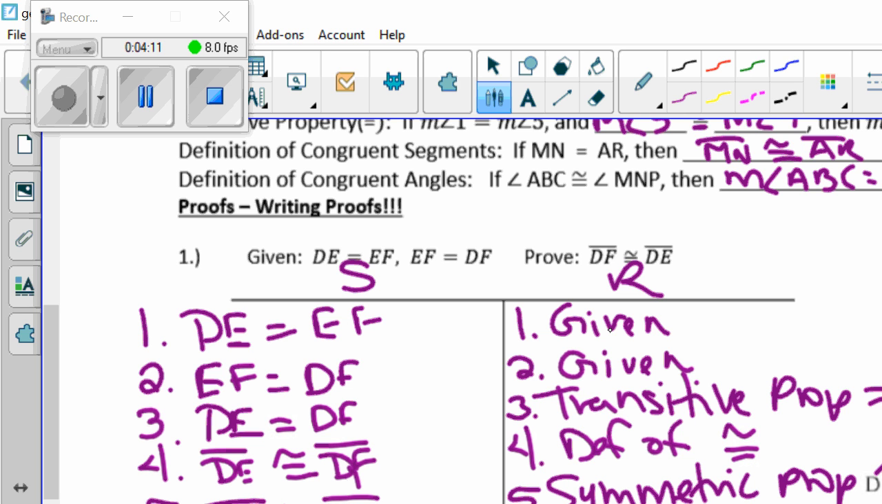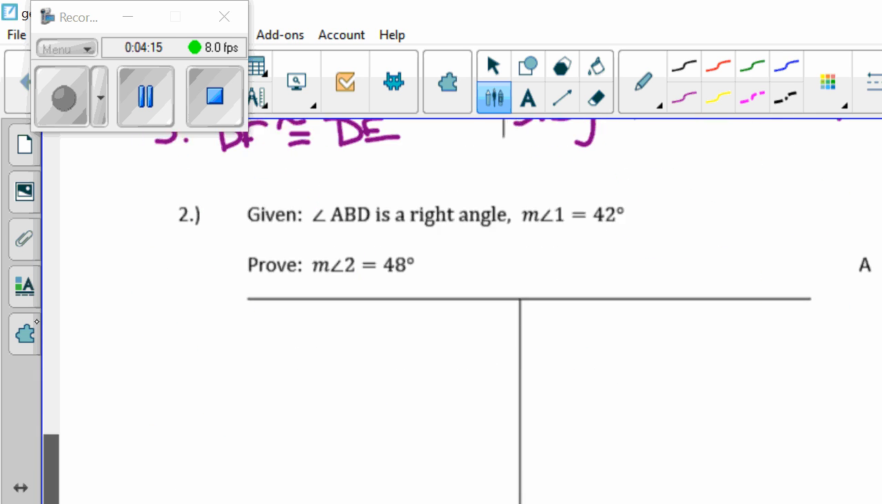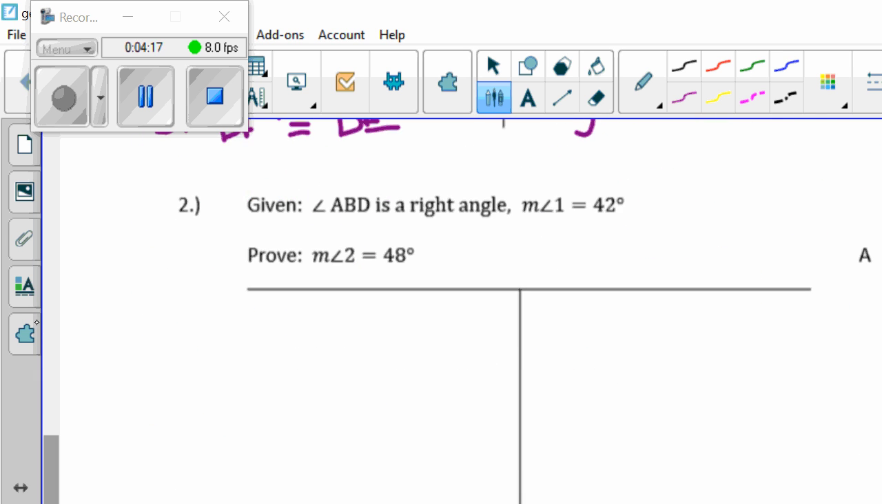That was our very first geometric proof. Not too bad, right? So let's look at another one. Given angle ABD is a right angle, measure of angle 1 is 42 degrees. So over here, I'm just going to put 42 degrees. Okay? Prove the measure of angle 2 equals 48. So again, here are my statements, here are my reasons.